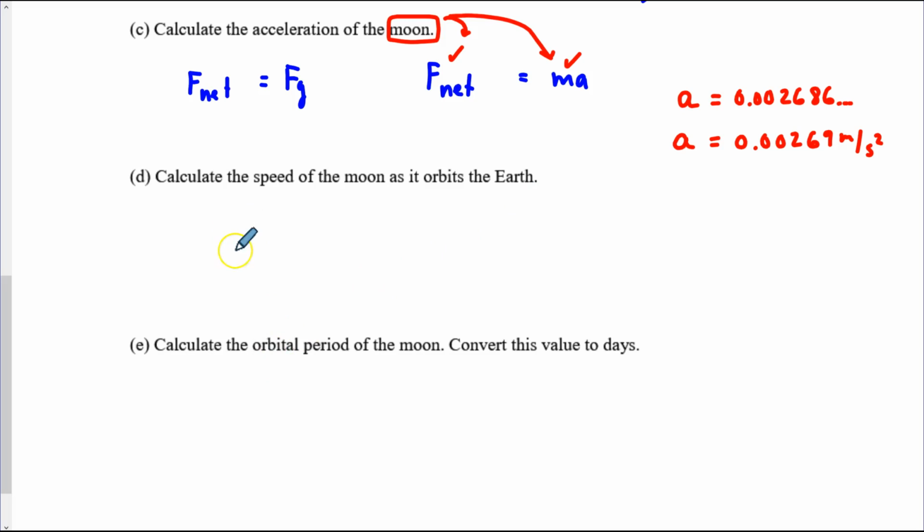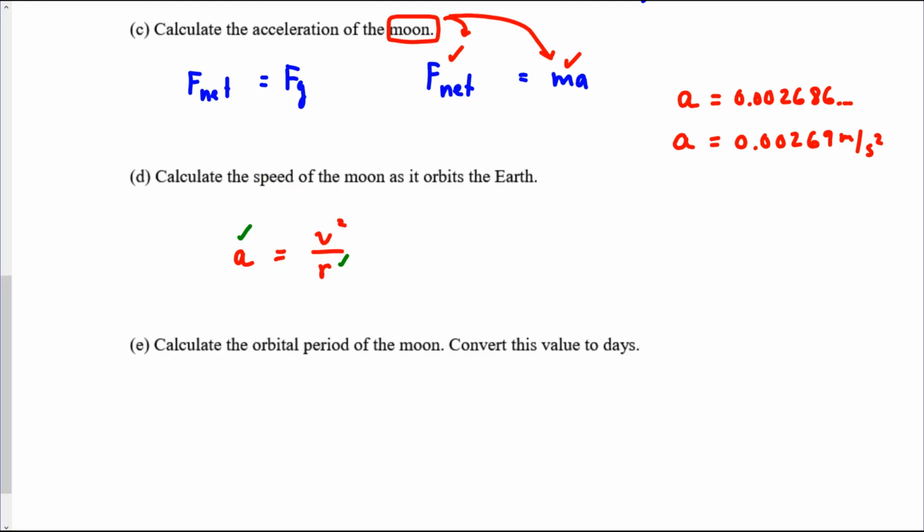Next, we calculate the speed. Well, we know the acceleration, we know the radius. There's an equation that says in circular motion, here is your speed. So we can plug in the value here, we can plug in the radius. You'll cross multiply to get v squared alone, and then you'll have to square root both sides.